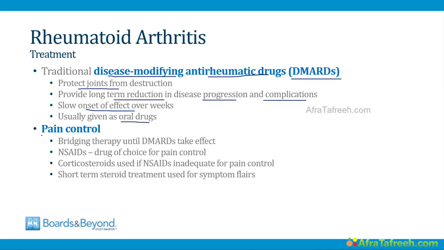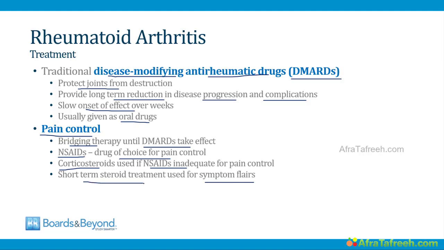In addition to DMARDs, pain control is important when patients first present with painful swollen joints. This is used as bridging therapy until the DMARDs take effect. So patients are often given NSAIDs. This is the drug of choice for pain control in patients with a flare of rheumatoid arthritis and a painful swollen joint. Corticosteroids are sometimes used if NSAIDs are inadequate for pain control. And in patients who have RA, when they have a symptom flare, often they're given a short-term course of steroid treatment to minimize the joint swelling.